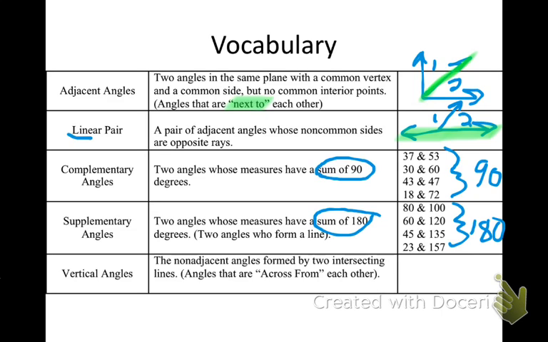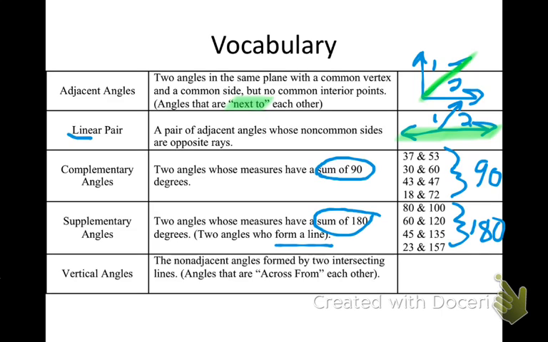The 2 angles could also form a line. A linear pair is another name for supplementary angles. Any type of angles that form a linear pair would be supplementary angles.